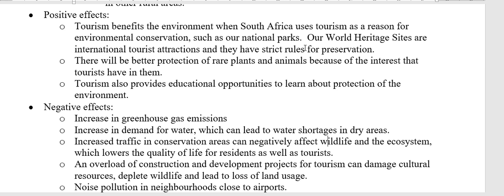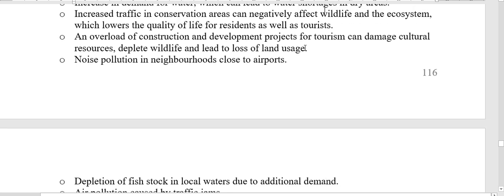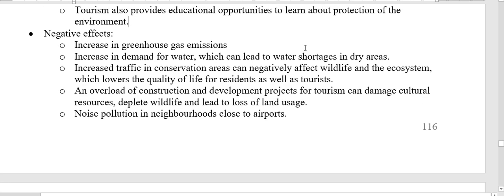In many cases, people don't appreciate the environment because of ignorance. They don't realize the importance of the environment. So when we can educate them about how important the environment is, it leads to more people actually protecting and caring about the environment. Okay, on the negative side, greenhouse gas emissions.